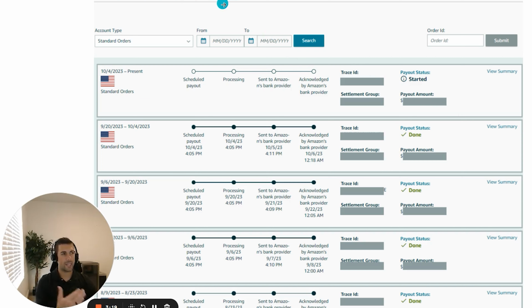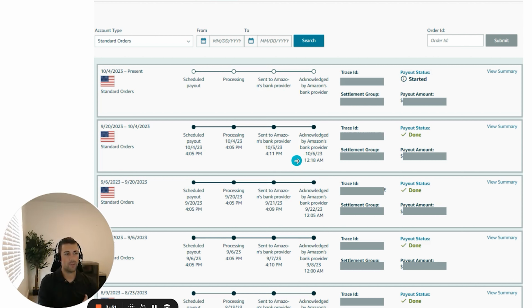The next phase is disbursements. This one and one other page are actually useful, but here you essentially just see the current status of those disbursements and where they are in the process. Sometimes you have a scheduled payout for a certain day, then it starts processing, then it arrives, and then there's the acknowledgement by Amazon's bank provider. Depending on the ACH, this can take up to 5 days.